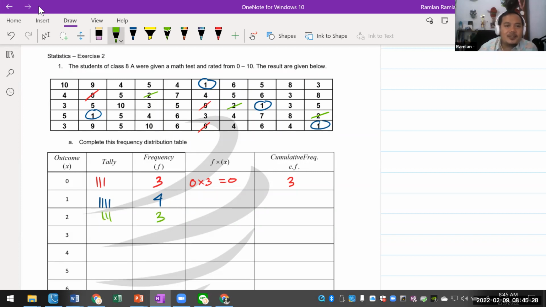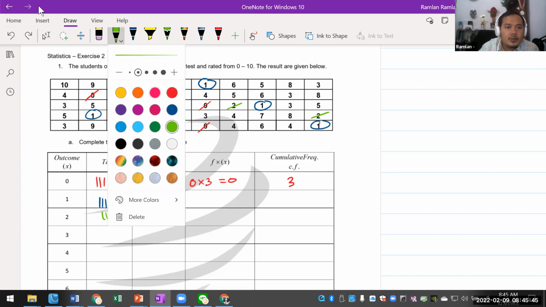Okay, let's go to the next one. I'm gonna help you with this one, but please write down the calculation for this one yourself later, guys. So okay, let's go to the next one, which is the value of 3.